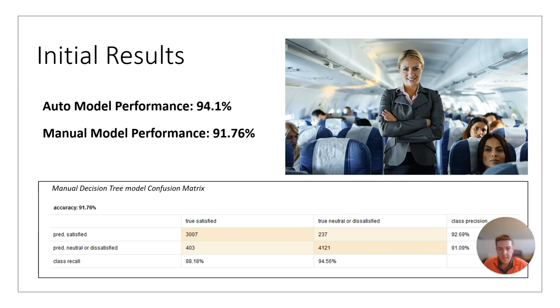Initial results. The auto model decision tree had an accuracy of 94%, while the manual model had an accuracy of 91.7%, proving that the auto model is slightly better with this dataset. However, both did perform very strongly.